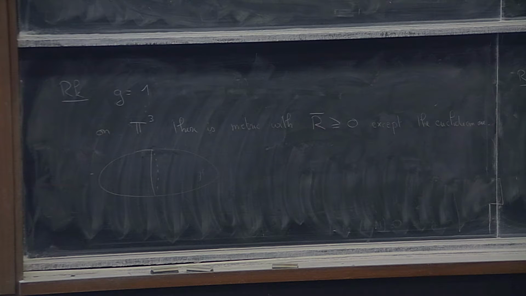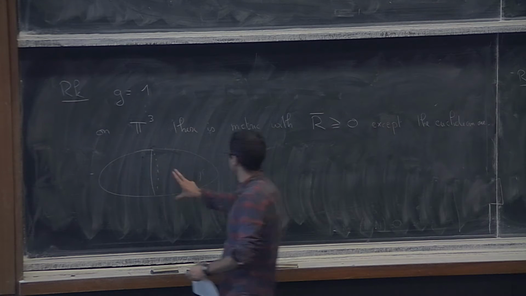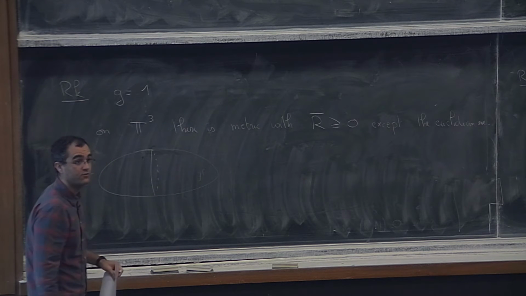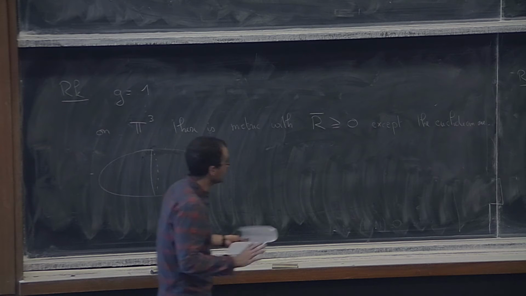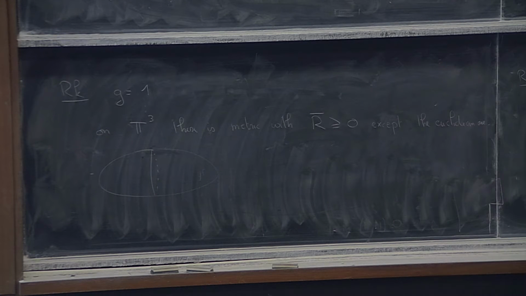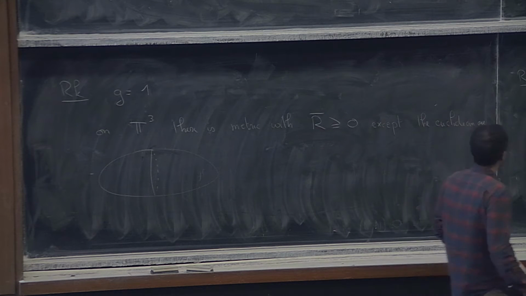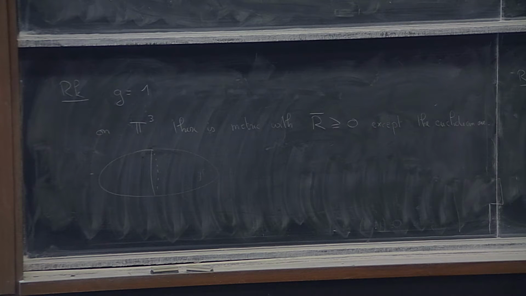So what you see, and of course it's clear that this S2 is not area minimizing because you can push it and make it disappear at the pole. So you have to assume something stronger than just stability.